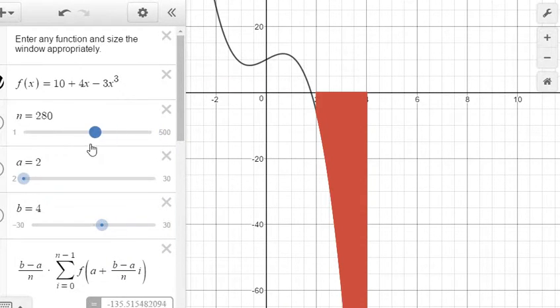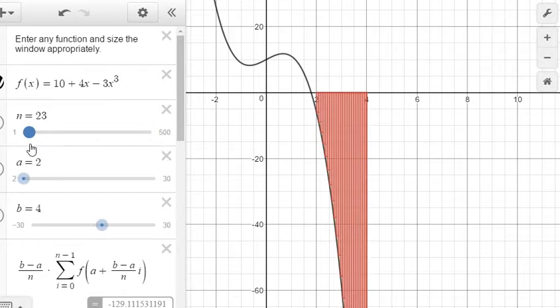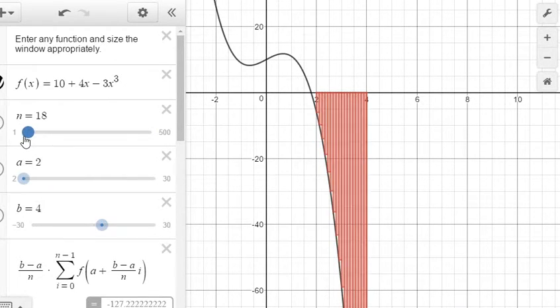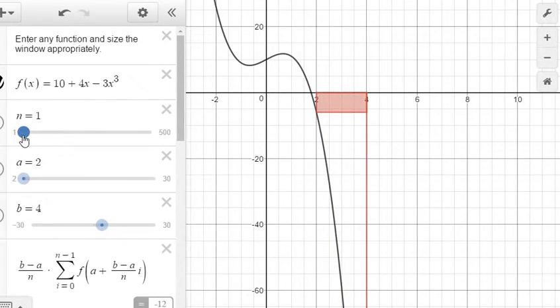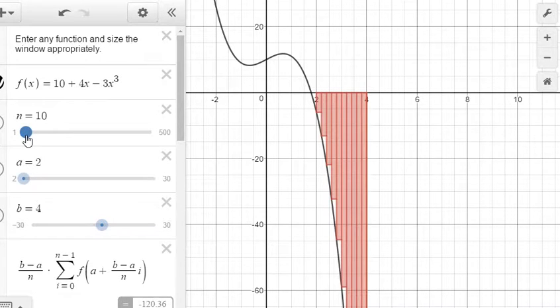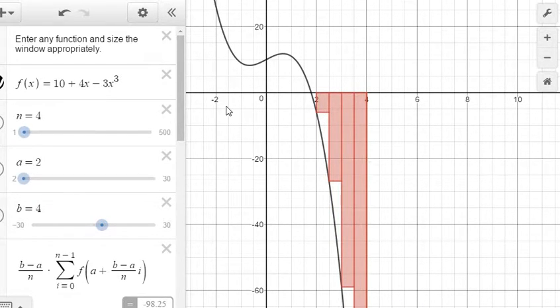let's dial this down to something a little bit more sane. Even that's a little bit much. Too far. Come on. There.